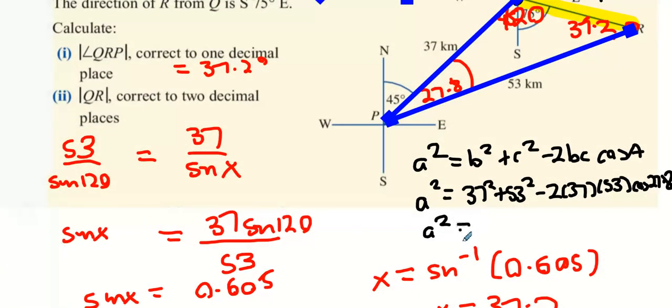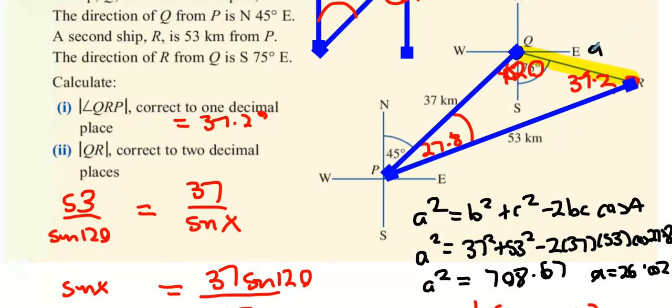What do you get? 708.67. I'm expecting this side to be the smallest in the triangle. Square root that, Peter. 26.62. Okay, that is a perfect answer for me because it had to be below 37, didn't it? Why did it have to be below 37? Yeah, 37 degrees faces 37 kilometers. This would imply 27.8 degrees faces something much smaller.